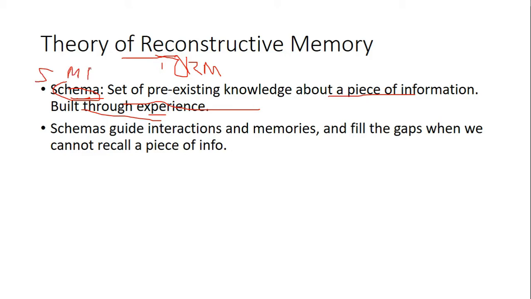representation. Now, how do I remember simplified mental representation? Because I remember ASMR and then I just knock the A off. So I have SMR, simplified mental representation. It's a set of pre-existing knowledge about a piece of information, and it's built through experience. Schemas guide interactions and memories, and they fill in the gaps or reconstruct a memory when we don't actually have that piece of information or we can't recall it.